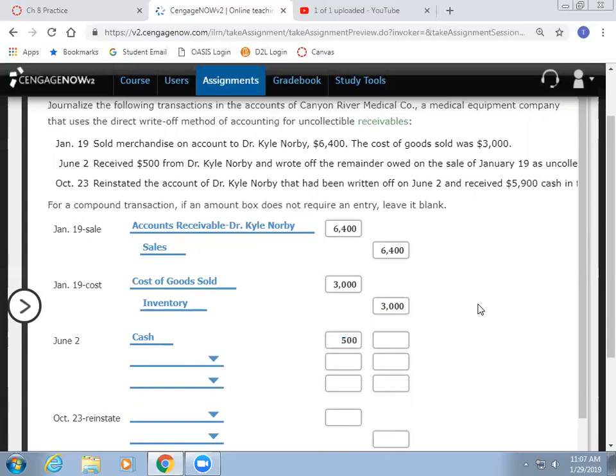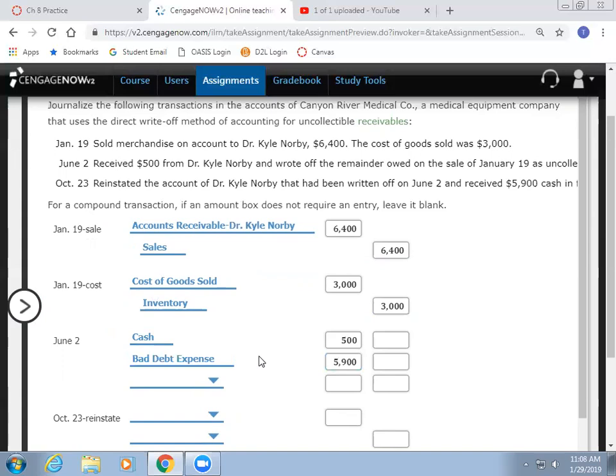And then he owed us a total of $6,400. He paid us $500. So how much does he owe that we're writing off? Perfect, $5,900. So we're saying he's only going to pay $500. The other $5,900 we're not going to see from him. So under the direct write-off method, we're going to write off $5,900. What account do I write that off to? Perfect, you guys got it. So I'm going to debit bad debt expense, the $5,900 that we don't think we're going to collect.